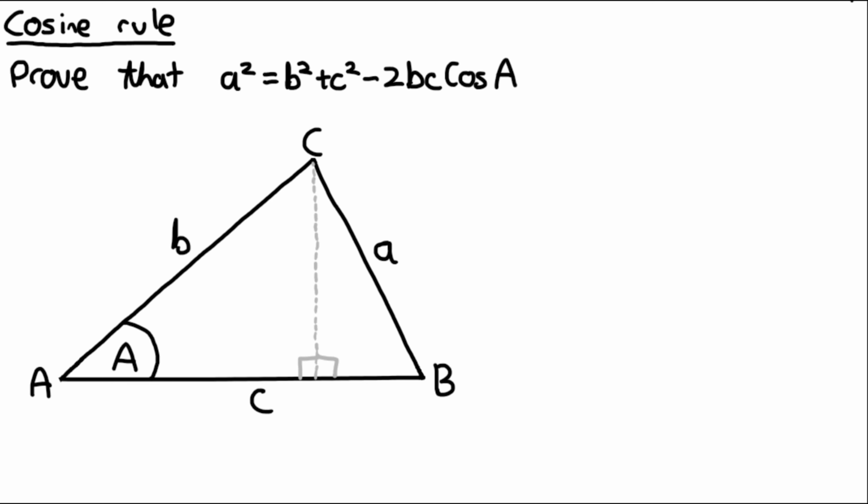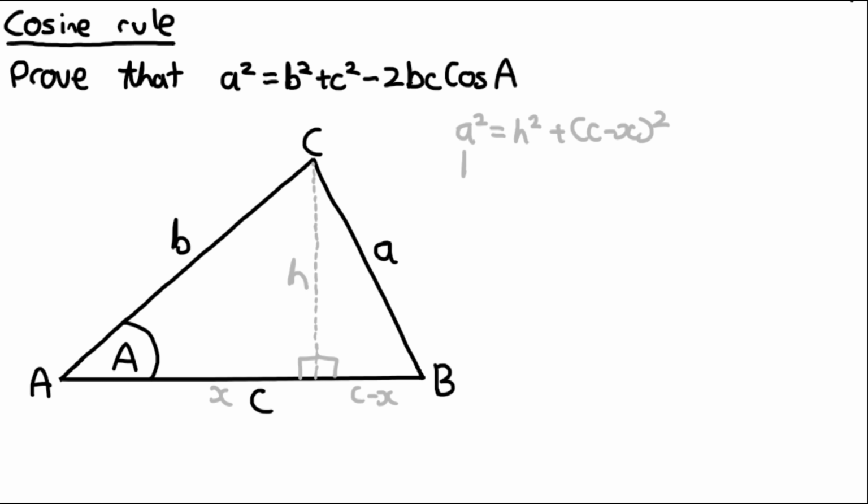So first of all, we're going to label this here h, the height of the triangle, and we're going to label this side here, going from here to here, x. Therefore, because we know that this whole side is c, this side is going to be c minus x. So a squared, using Pythagoras, is going to be h squared plus (c minus x) squared.